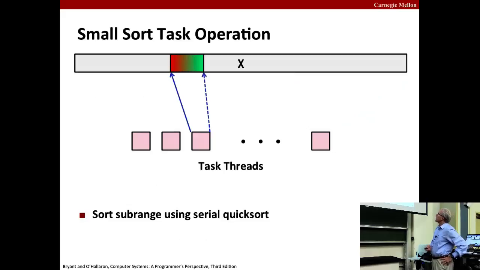And one other thing I'll do is, once I get down to this array being small enough, I'll just sort it sequentially. And how big that block is actually a performance parameter that you can use for tuning the program. So the point is that you don't want to take this down too far, because the overhead of threads is enough that when you get too fine-grained, you're actually going to start losing performance.